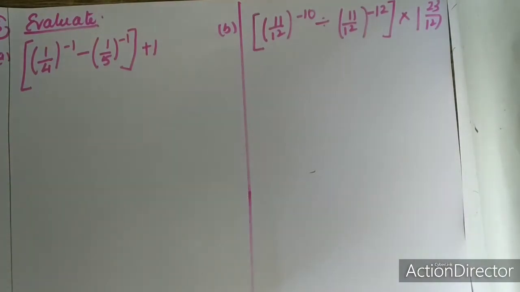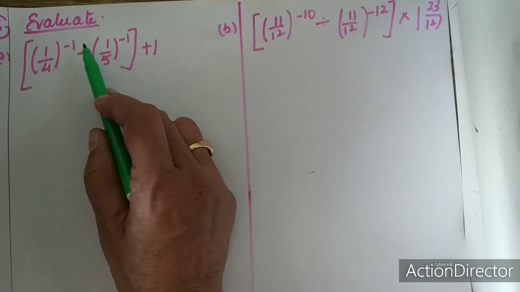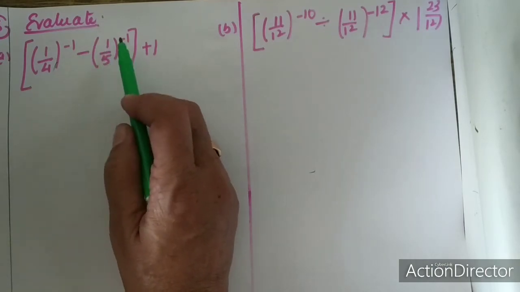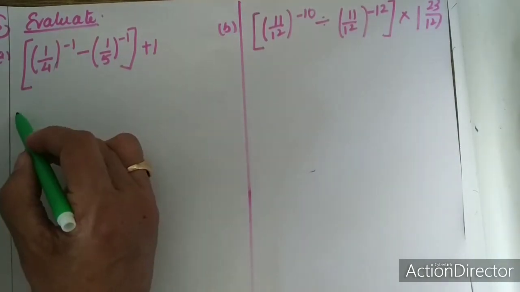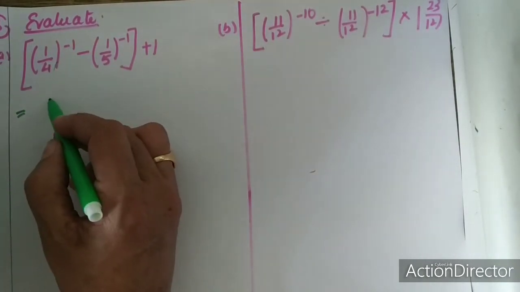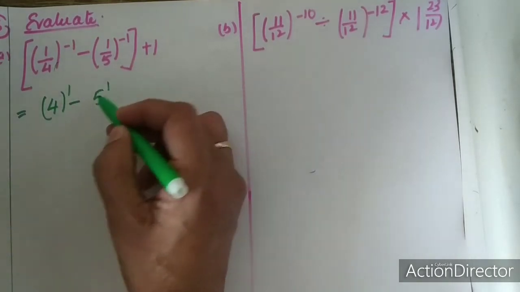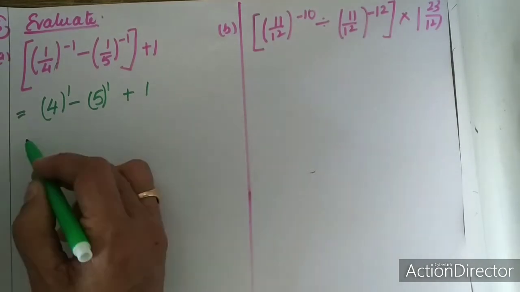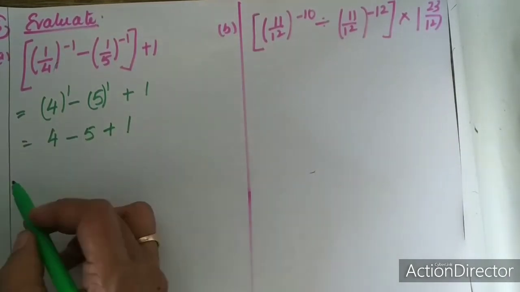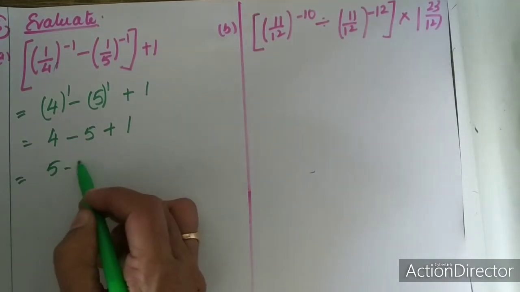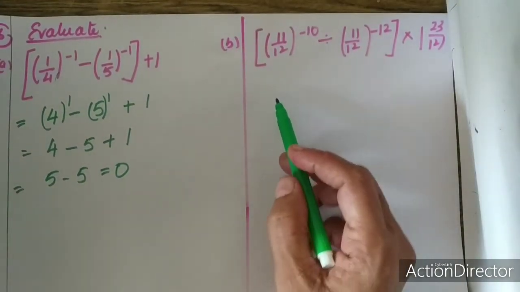Now moving on to the next example. Evaluate (1 upon 4) whole power minus 1 minus (1 upon 5) whole raised to the power of minus 1 plus 1. So this can be written as, making the power positive, I can write it as 4 power 1 minus 5 power 1 plus 1. So this is equal to 4 minus 5 plus 1, which is equal to 5 minus 5, equal to 0. So do step by step slowly.